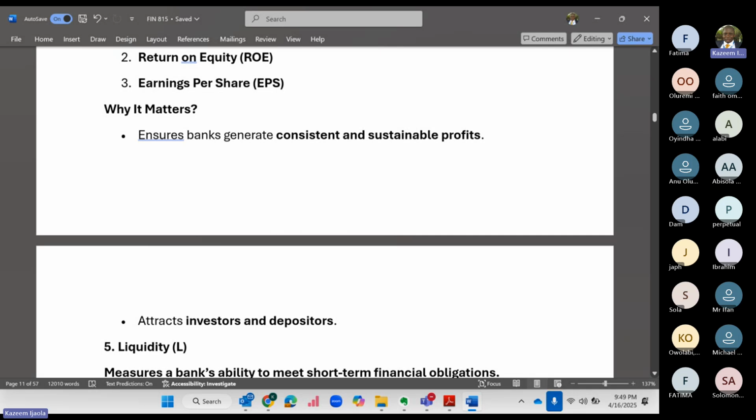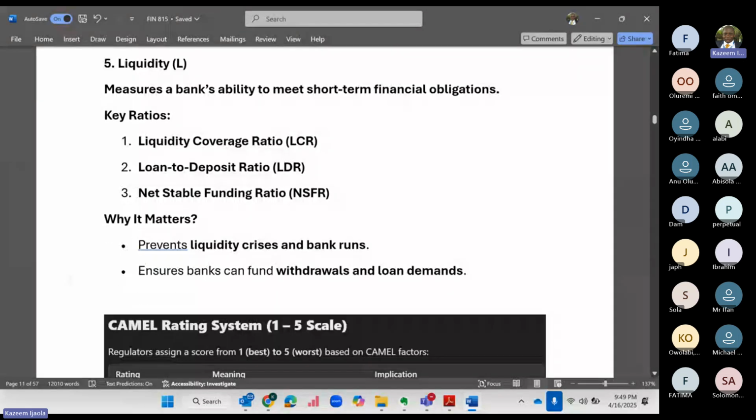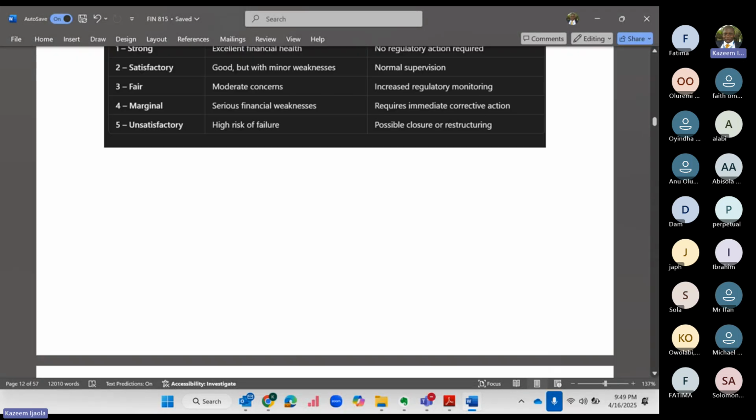Then the L stands for liquidity. So how liquid are you as a bank? You can test the liquidity through the LCR, liquidity coverage ratio, or you can use your loan deposit ratio, or you use the net stable funding ratio. So these are the various things that you have under the L. So that is what CAMEL stands for.